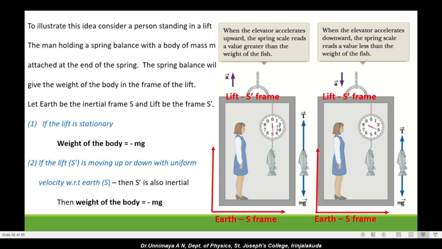ഇനി ലിഫ്റ്റ് മൂവ് ചെയ്യുന്നതിനനുസരിച്ചാണ് നമ്മളിനി സ്പ്രിംഗ് ബാലൻസിൽ എത്ര വെയിറ്റ് ആണ് കാണിക്കുക എന്നാണ് നമ്മൾ നോക്കാൻ പോകുന്നത്. സോ ദ ആക്ച്വൽ മാസ് ഓഫ് ദ ബോഡി ഈസ് എം. എം ആണ് അതിൻ്റെ ആക്ച്വൽ ബോഡിയുടെ മാസ് എന്ന് പറയുന്നത്. നമ്മളിനി നോക്കാൻ പോവാണ് ലിഫ്റ്റിന്റെ മൂവ്മെന്റിനനുസരിച്ച് എന്താണ് ചേഞ്ച് വരാൻ പോകുന്നതെന്ന്. നമ്മൾ അസ്യൂം ചെയ്യാണ് ലെറ്റ് എർത്ത് ബി ദ ഇനേർഷ്യൽ ഫ്രെയിം എസ്. എർത്ത് ആണ് നമ്മളുടെ എസ് ഫ്രെയിം, ലിഫ്റ്റ് ആണ് നമ്മളുടെ എസ് പ്രൈം ഫ്രെയിം.